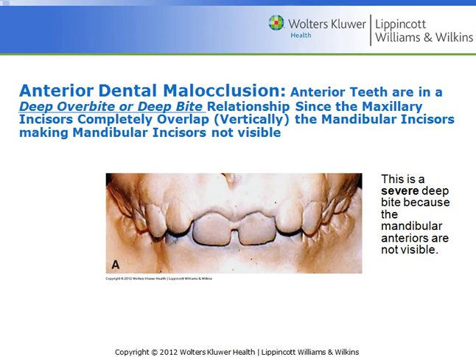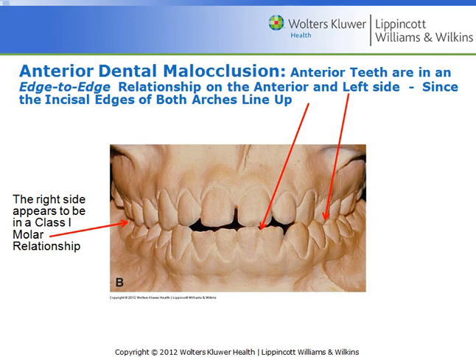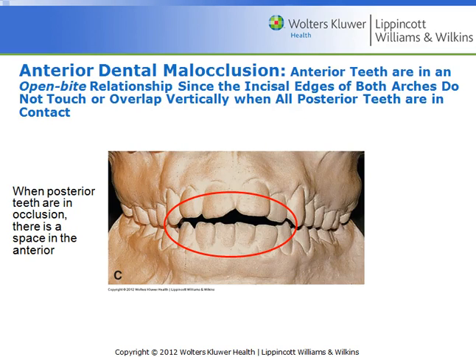This is a severe deep bite because the mandibular anteriors are not visible. The right side appears to be in a class 1 molar relationship, but on the left side, there's an edge-to-edge relationship. When the posterior teeth are in occlusion and there is space in the anterior or between the anterior teeth, it is called an open bite.